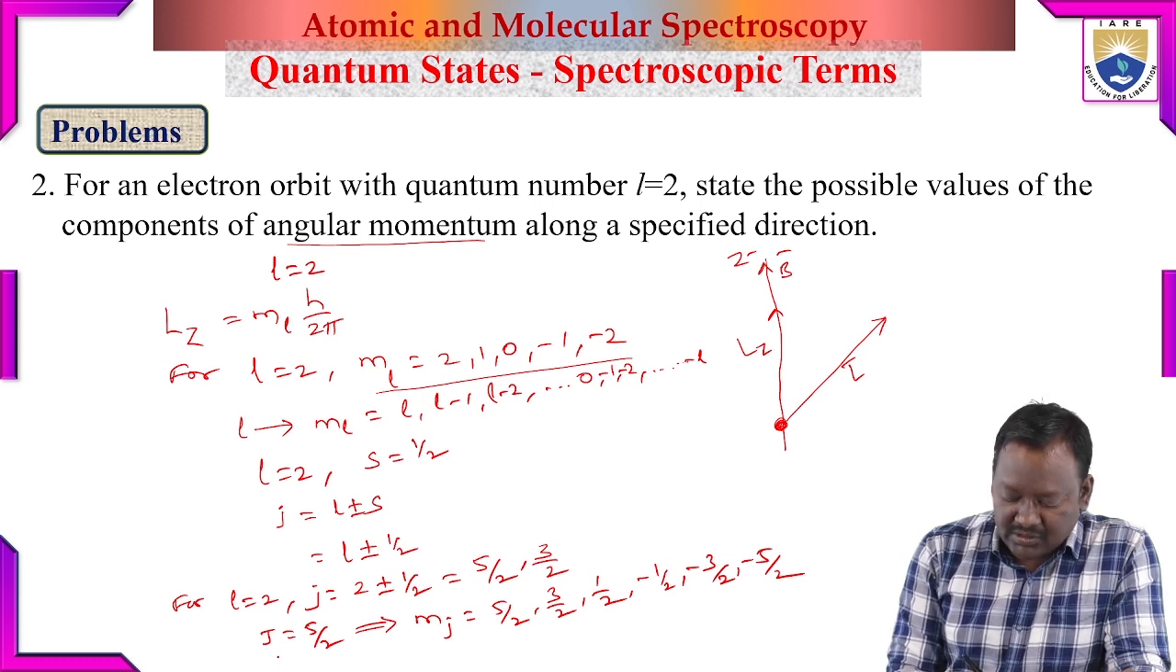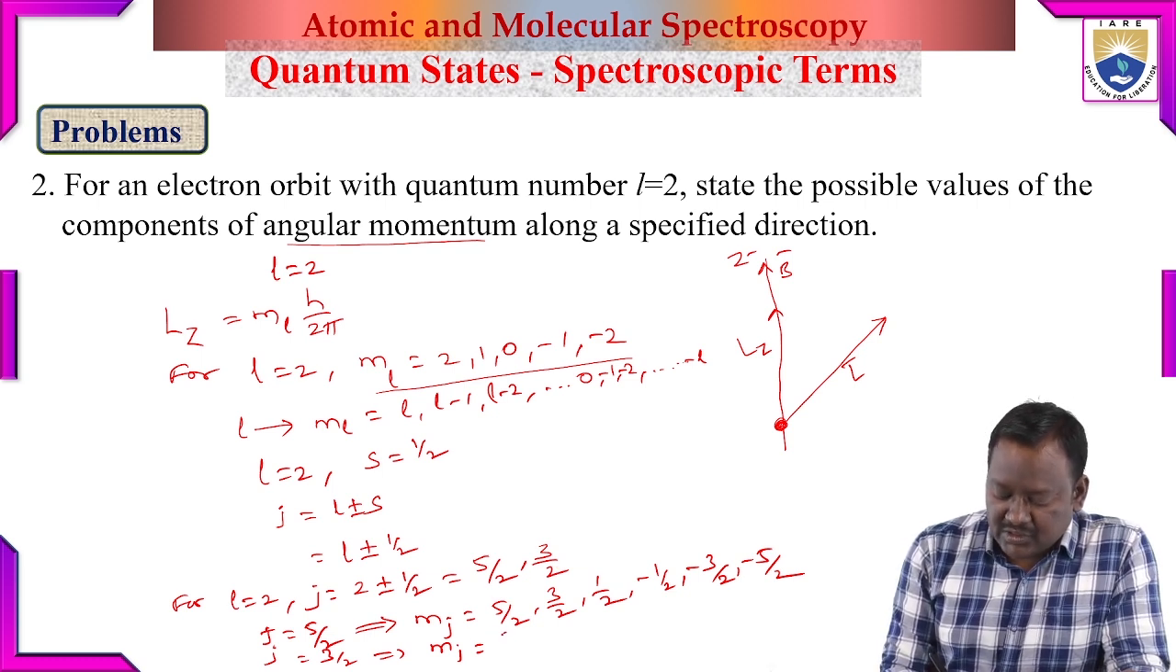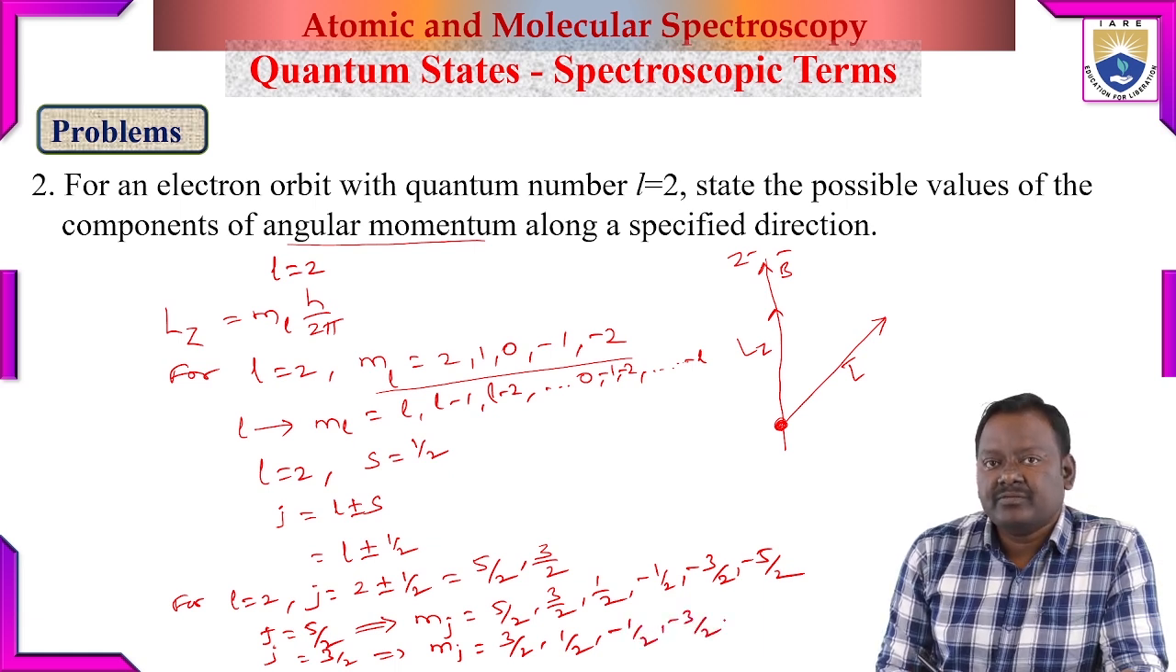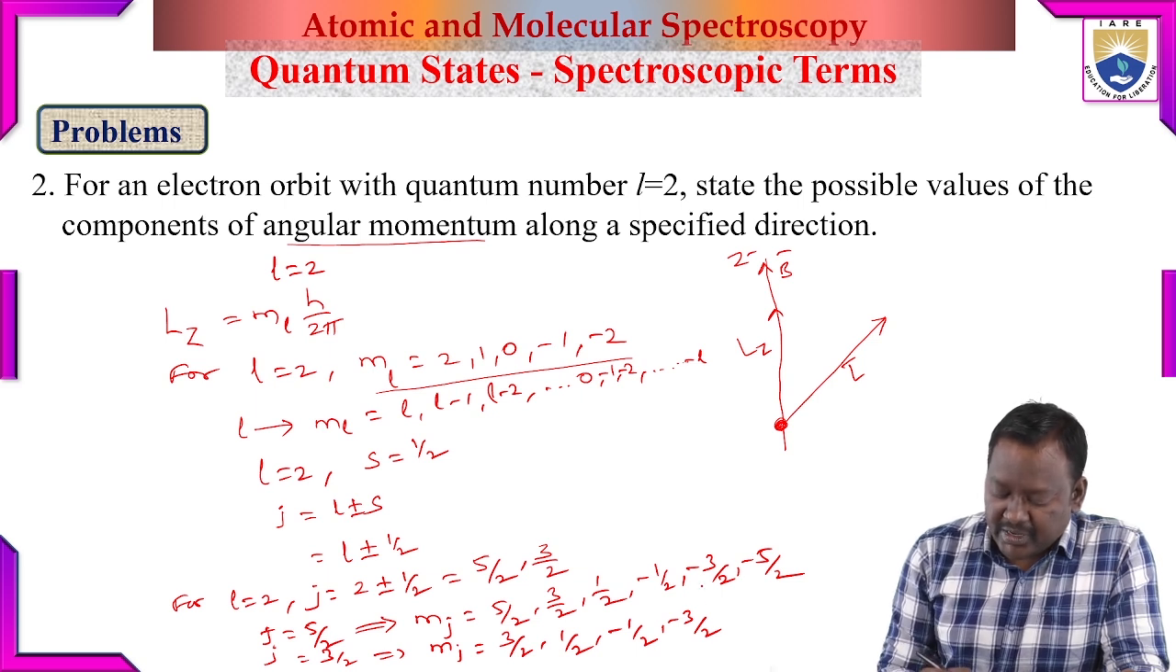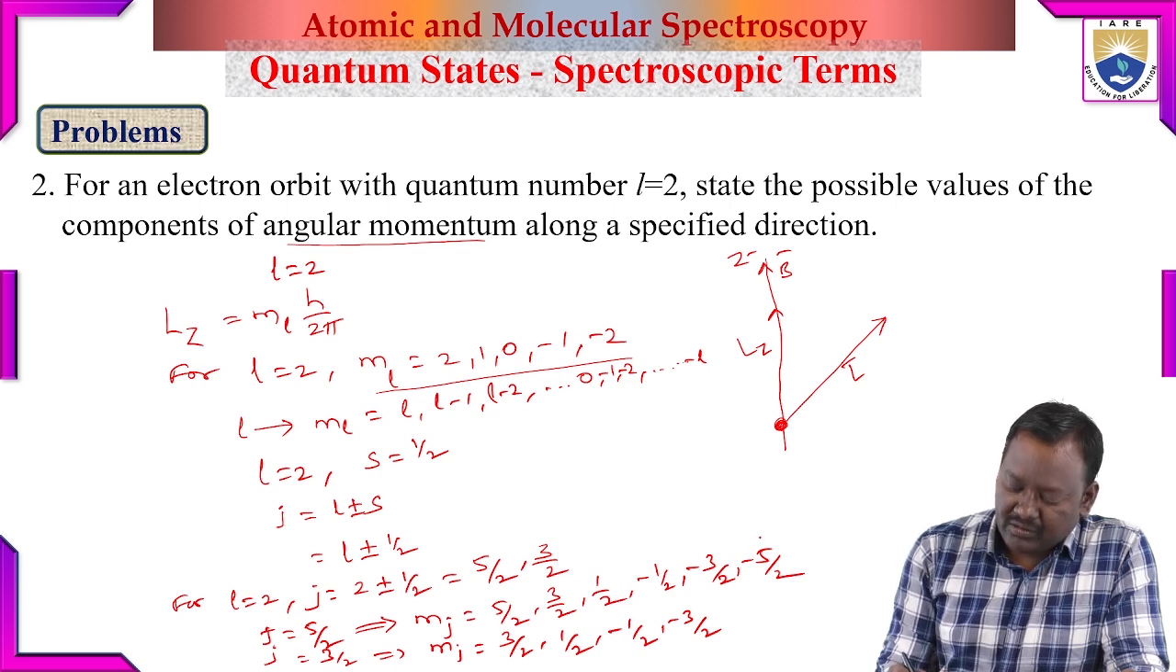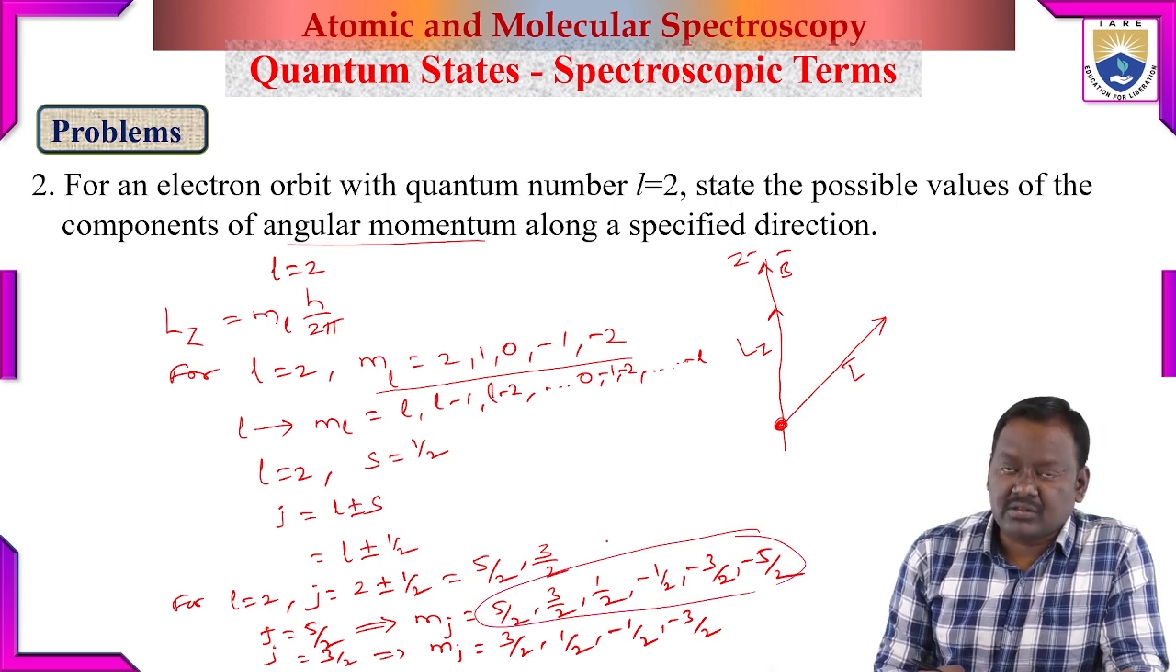And for the J value 3 by 2, mj can have the values 3 by 2, 1 by 2, minus 1 by 2, minus 3 by 2. So on comparing, if we take all possible mj values, we can have these values.